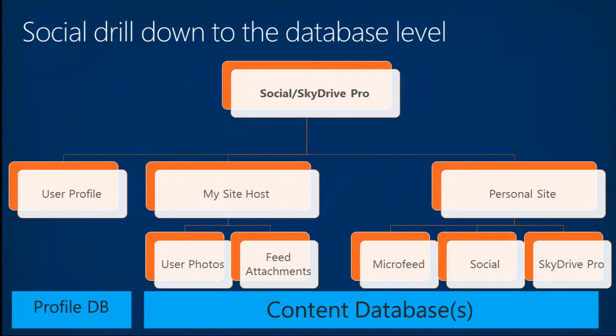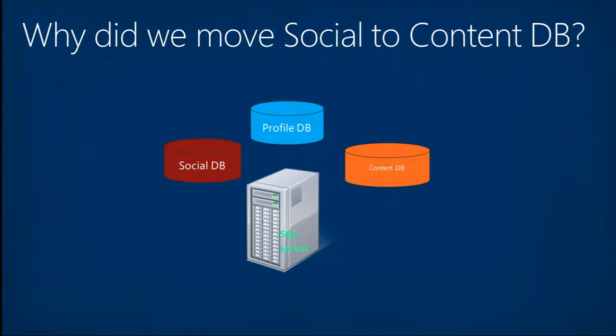And the primary reason for that was, again, let me give you a little bit of background. I'm sure most of you have configured UPA, and with UPA, you can only have one instance per farm. Now, as you create the UPA, that's when you create your profile database and social database, right? So since you can just have one instance of the UPA, you can only have one instance of the profile database and social database.